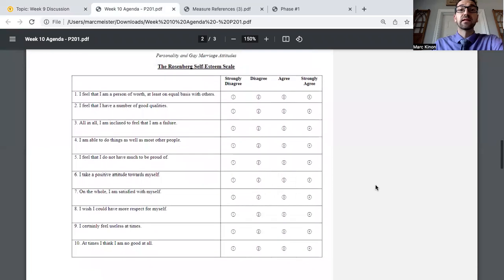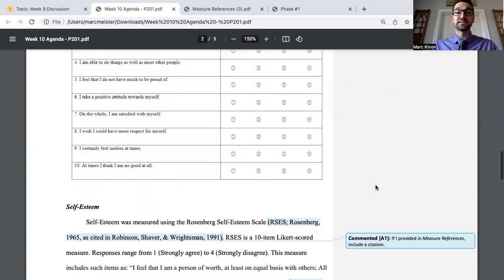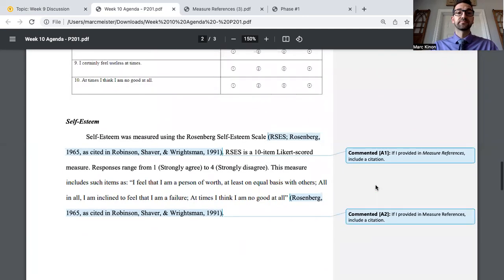So let's say one of your variables is self-esteem. Well, personality and gay marriage attitudes uses the Rosenberg self-esteem scale. Okay, this is exactly how you would write it. Self-esteem was measured using the Rosenberg self-esteem scale. I put an abbreviation here, and then this is the citation, and I'll show you where that comes from in a second.